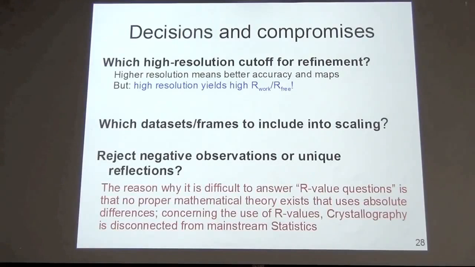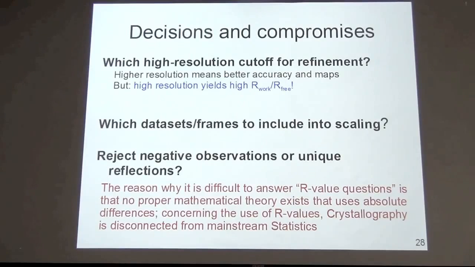The reason why it is difficult to use R values, or they are not factors, they are values, is that these absolute differences are terrible to work with. There is no mathematical theory that relates absolute differences to each other. So in this sense, crystallography has made the wrong decision many years ago of using absolute differences. It would have been much wiser to use variances and expectation values instead, but this decision has been made some time ago. You're not responsible for this.